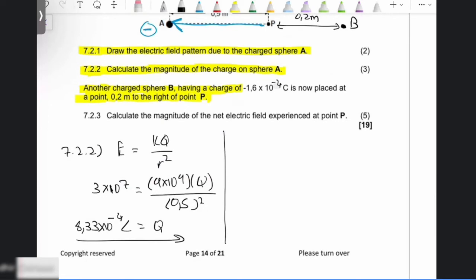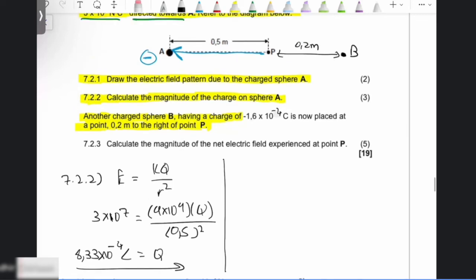So all we're going to do here is say that this is minus 1.6 times 10 to the minus 4 coulombs. This one is 8.33 times 10 to the minus 4 coulombs. Now we need to understand the direction of the field lines. We know that this one, E for QA, is going in that direction. But for another negative charge, remember, the field line must also be going towards the charge. So the field line would be going towards B as well. B's field line would be going towards it.